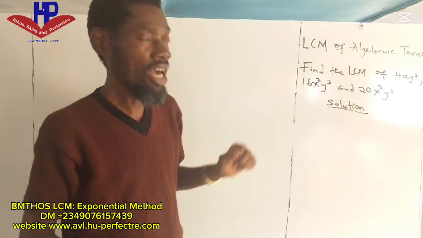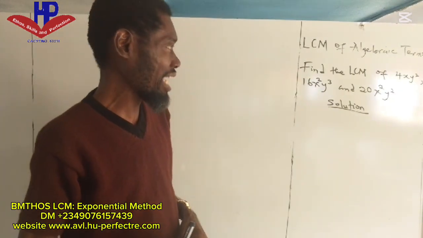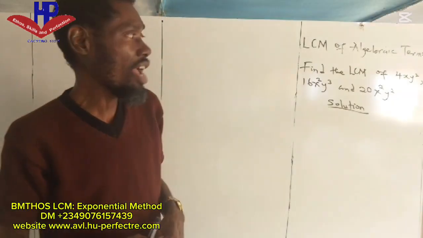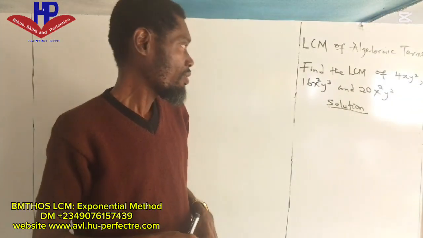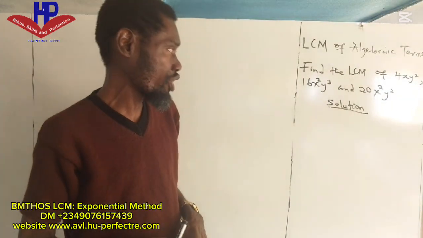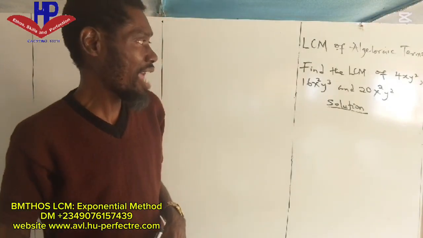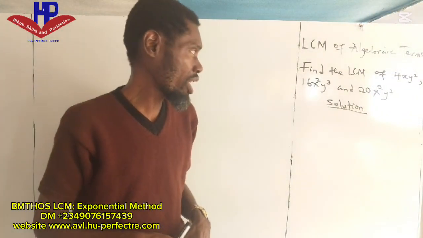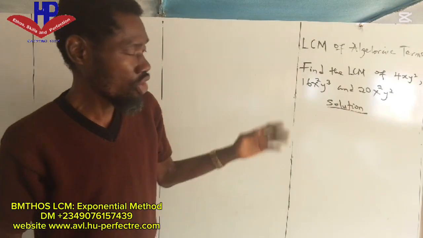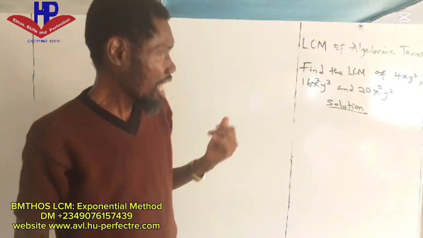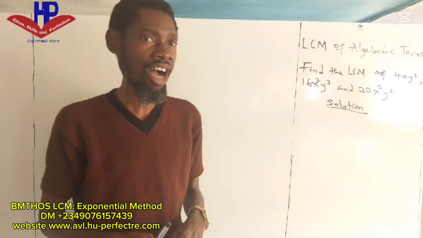For you to be sure of what you're dealing with, we want to apply that same method in LCM. So we've been asked to find the LCM of 4xy to power 2, 16x squared y to power 3, and 20x squared y squared. How do we go about looking for the LCM of these terms? So we'll be using two methods, the tabular method and the exponential method.